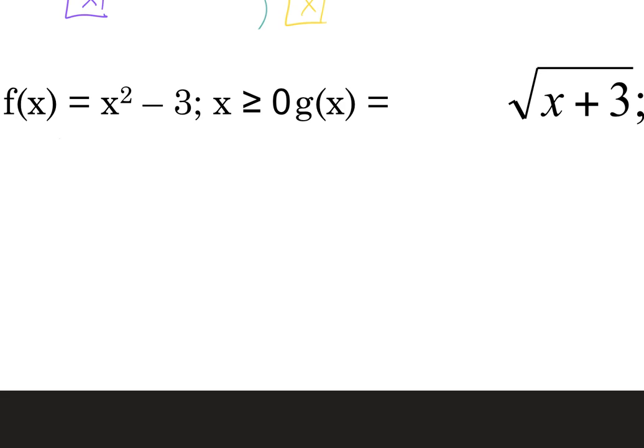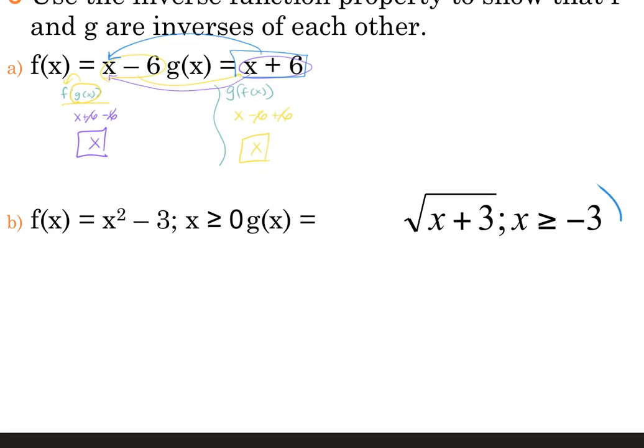Again, if it says show, verify, all those things, then you're doing f of g and g of f, and you're showing that they both result in an x.